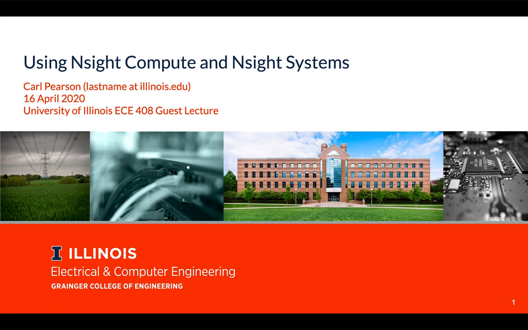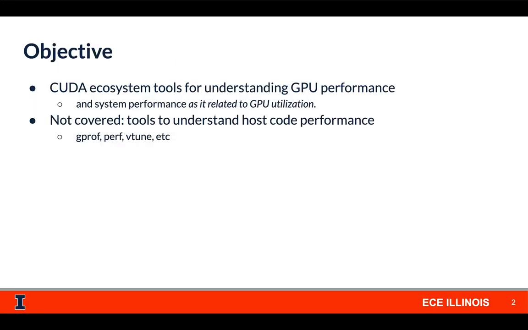I think it will help you in your course projects to take advantage of some of these tools, both in order to improve the performance of your code, but also to be able to explain why your code performs the way it does. So the main purpose of this lecture is we're going to talk about the CUDA ecosystem of tools for understanding GPU performance. And there's also some insight into the performance of the system, meaning maybe the CPU and what it's up to, but only as it relates to GPU utilization.